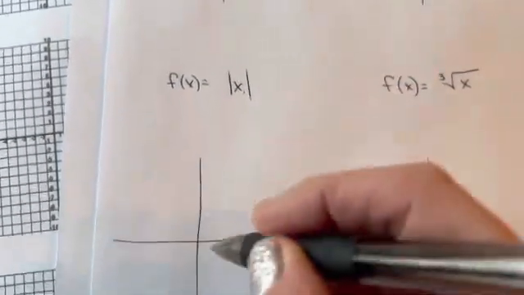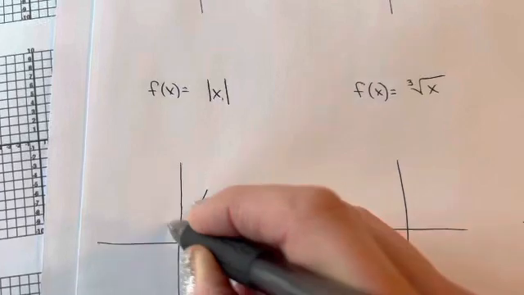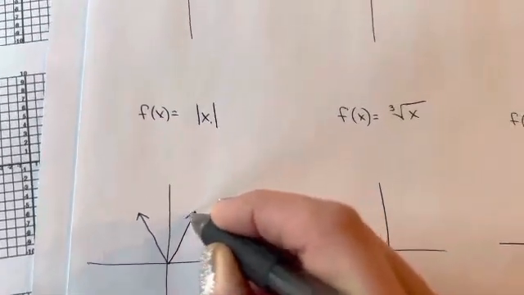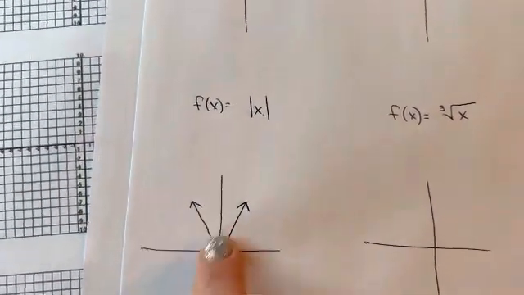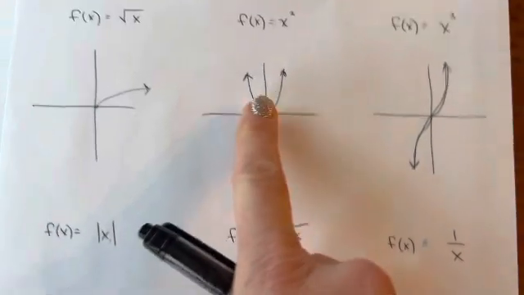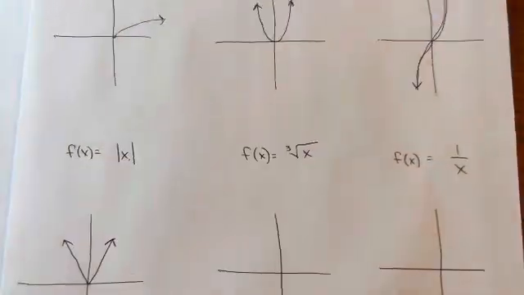Absolute value of x is a sharp V. So make sure you know the difference between the parabola, which is a nice smooth curve, and the absolute value, which is a real sharp point. Okay, U, V. There's a difference.